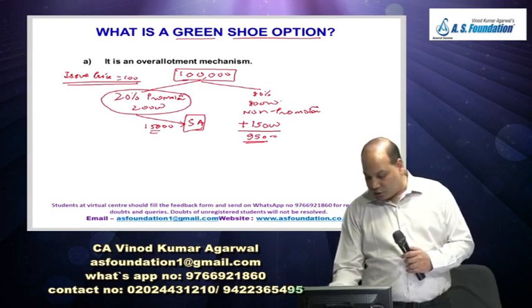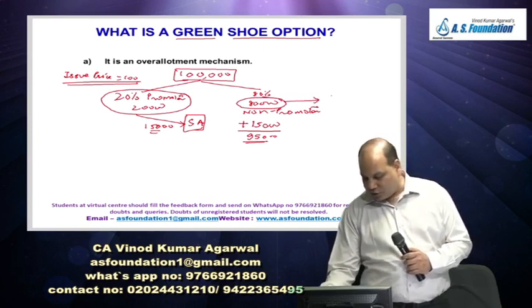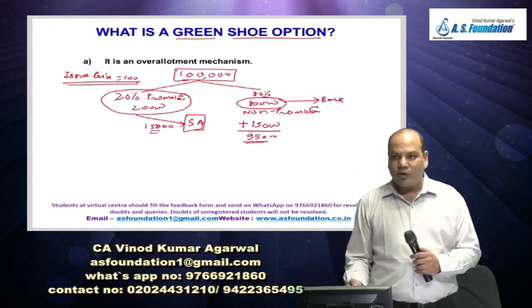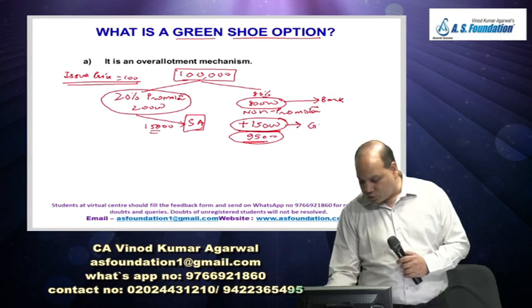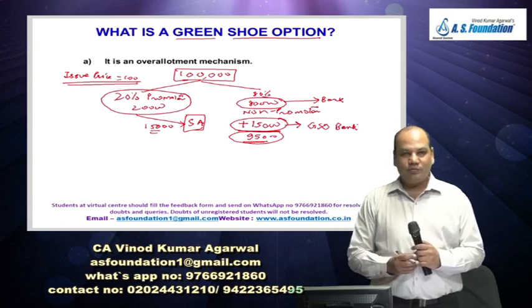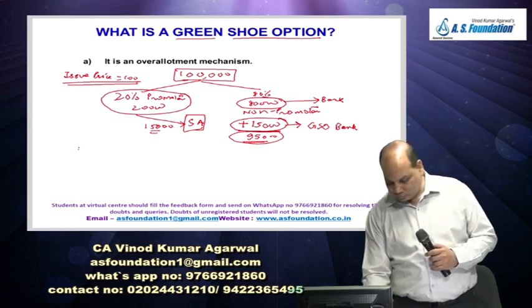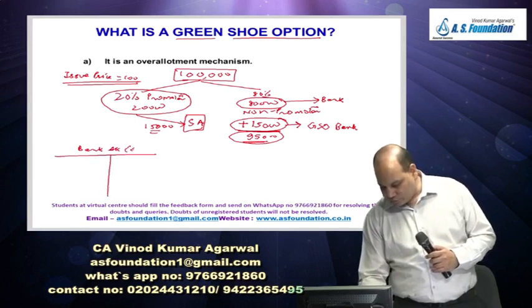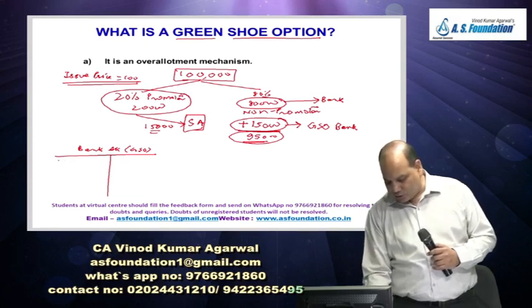He will receive applications on this 80,000 also. The application money received on this 80,000 goes to the bank account which is meant for keeping the application money. The application money on this 15,000 goes to a separate account, which we will call the GSO bank account, GSO meaning green shoe option. So in the bank account of the GSO, they will receive 15,000 into 100. How much is 15,000 into 100?